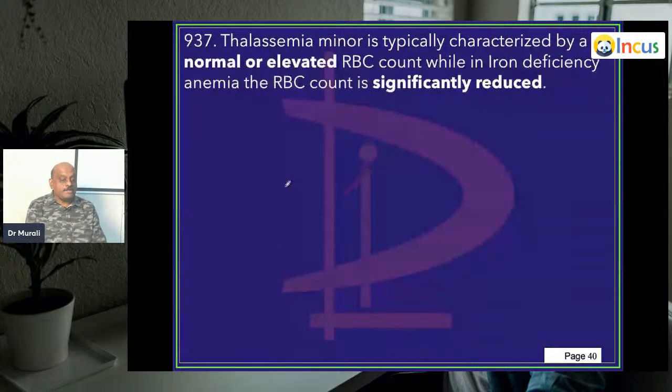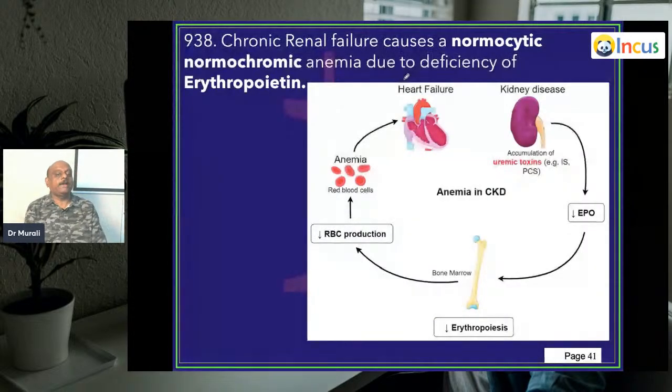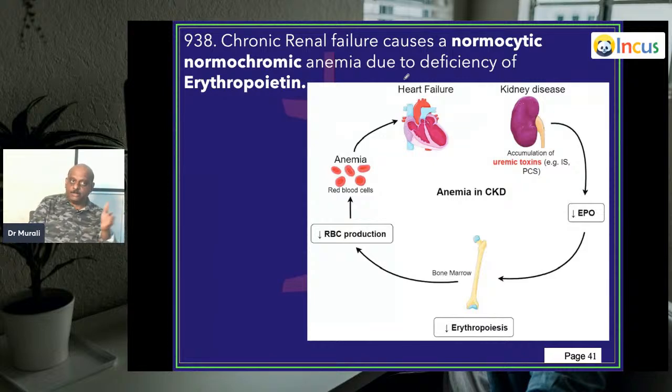Then thalassemia minor, you have elevated RBC count, whereas iron deficiency anemia, RBC count is reduced. Already we discussed this point. Then how about chronic renal failure? Chronic renal failure has normocytic normochromic anemia because erythropoietin is not produced. Bone marrow is still there. And there's a deficiency of erythropoietin in chronic renal failure.